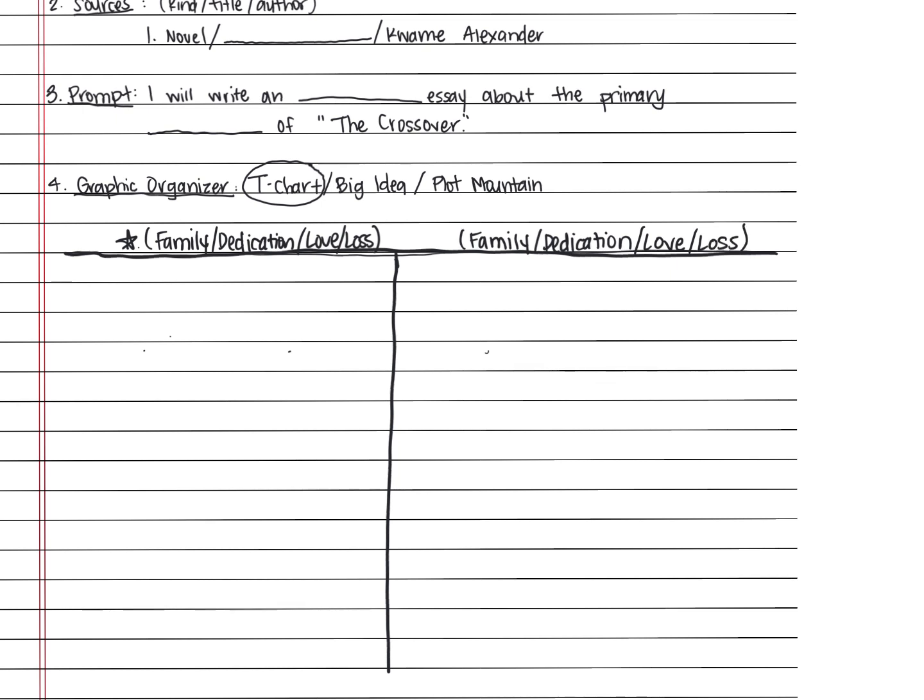And just to give you a visual, if you picked family over here, then you have to pick something else over here, like loss. Okay, so go ahead and pause right now, catch up to where I'm at.